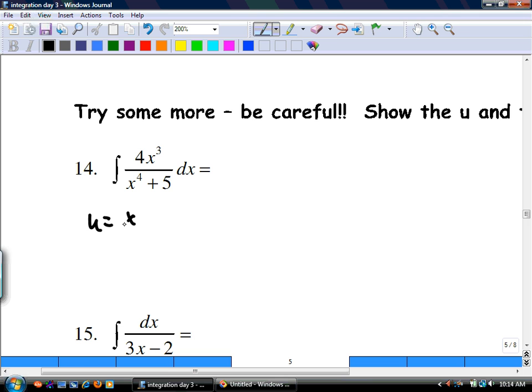Okay, what are you going to let u equal here? u equals x to the 4 plus 5. What does du over dx equal? It equals 4x cubed.